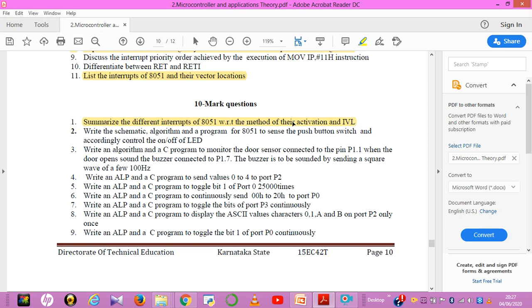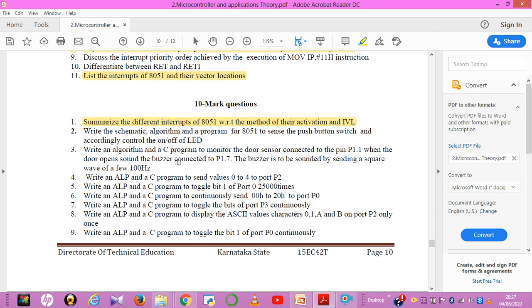As per the IVT, you just put the table: which one occurs first as per the priority, which one occurs last as per the priority. All these interrupts you have to put into the table, and finally you have to explain every interrupt. What is the function of each interrupt?